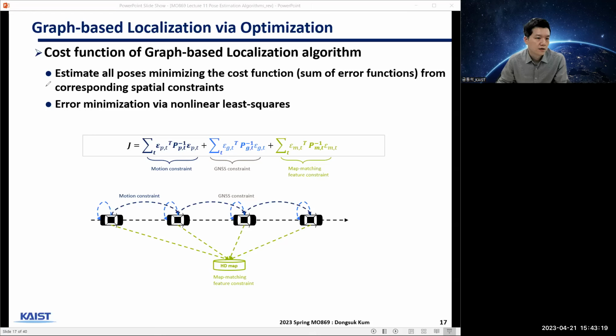And the objective of the graph-based optimization problem is to minimize this cost function. We have the least squares method, which allows us to handle this type of formulation. We can minimize the error, which gives you the position that minimizes this error. Okay.